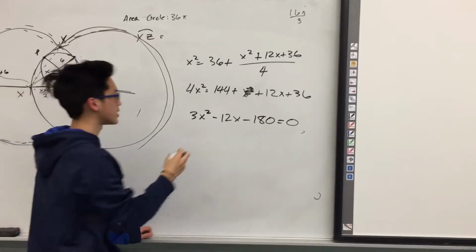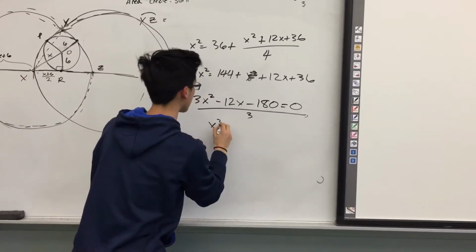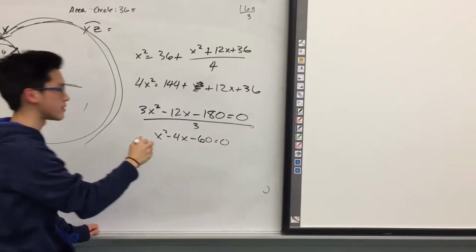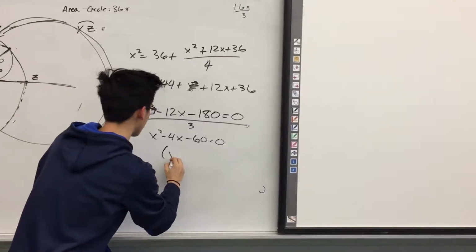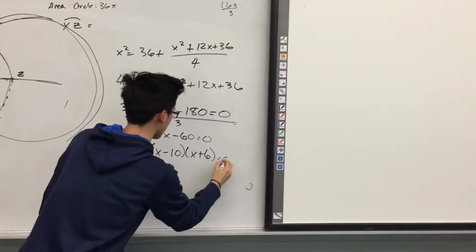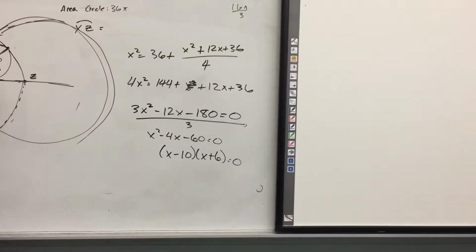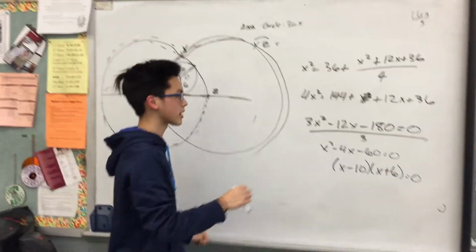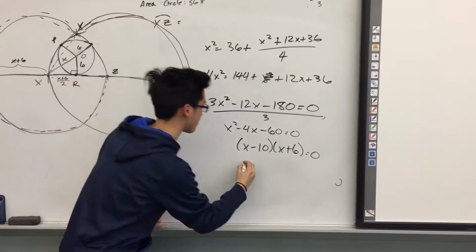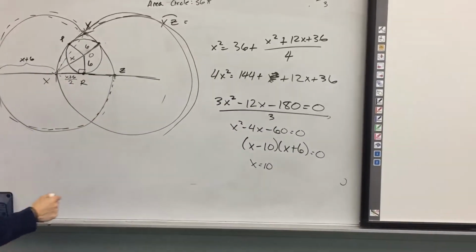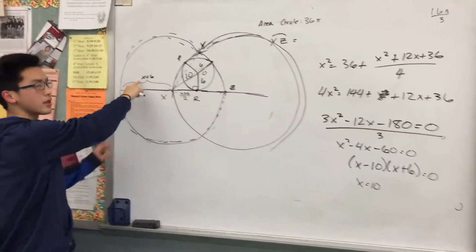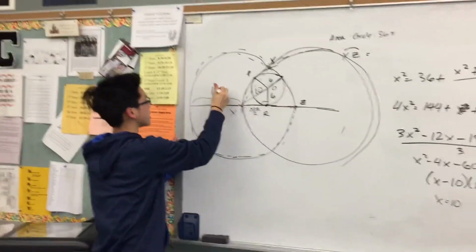Now to simplify our equation, we can divide the entire thing by 3 to get x squared minus 4x minus 60 is equal to 0. x squared minus 4x minus 60 factors into the pair of binomials (x minus 10) and (x plus 6). Now because we know that x is the length of a hypotenuse of a right triangle, we know that x cannot be negative. So our only given solution that will satisfy our problem is if x is equal to 10. So now that we know that x is equal to 10, we know that the entire radius of the circle is equal to 16.